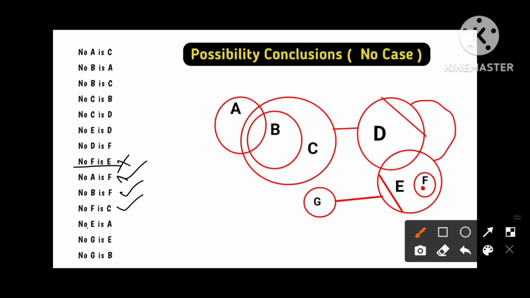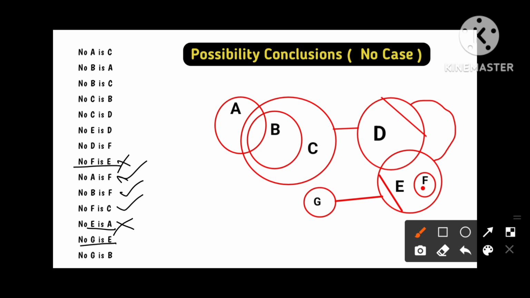Next one. Here E is sharing with A. Is it possible? Can we share some part of A with E? In a possible diagram, we can share A like this. So it is possible to draw A here. So some case is possible means "No E is A" is false. So this conclusion will be false.